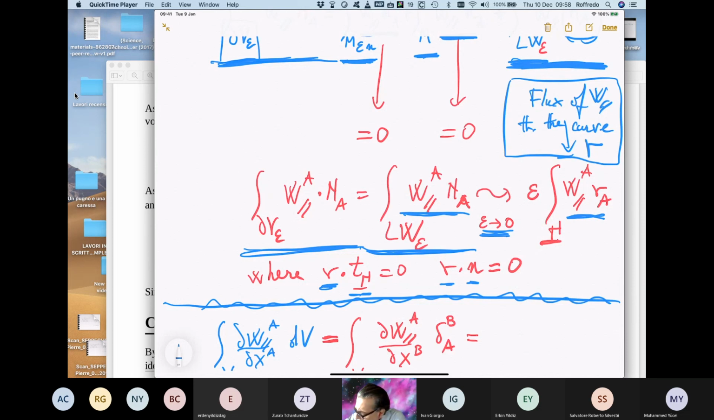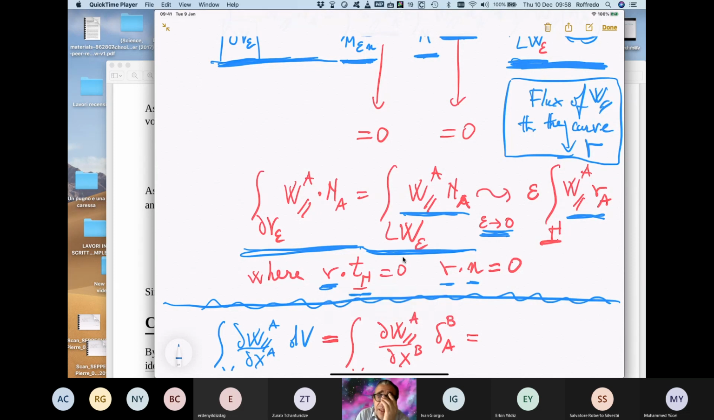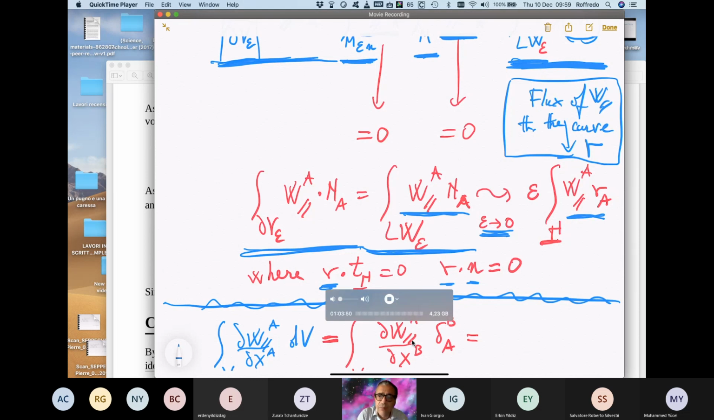Okay, so I think that we stop here because next Monday we will need to complete this reasoning by calculating the volume integral, which becomes a surface integral, and we will see which is the new divergence operator to be considered, which will be the surface divergence operator. Okay, so let's stop here.